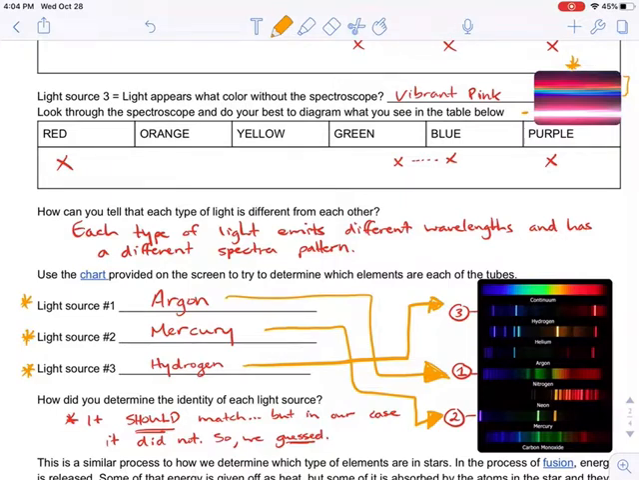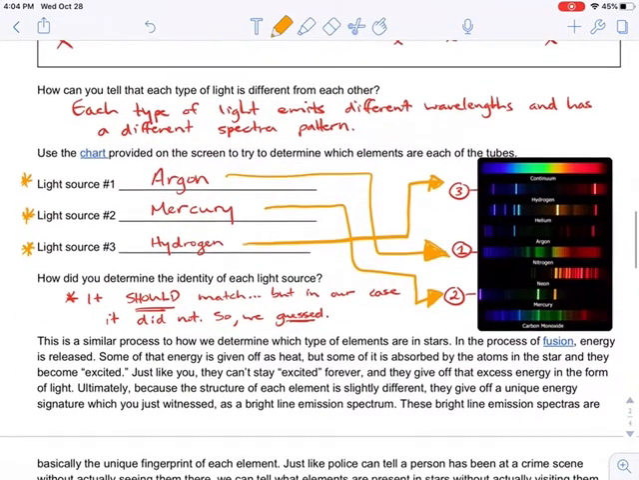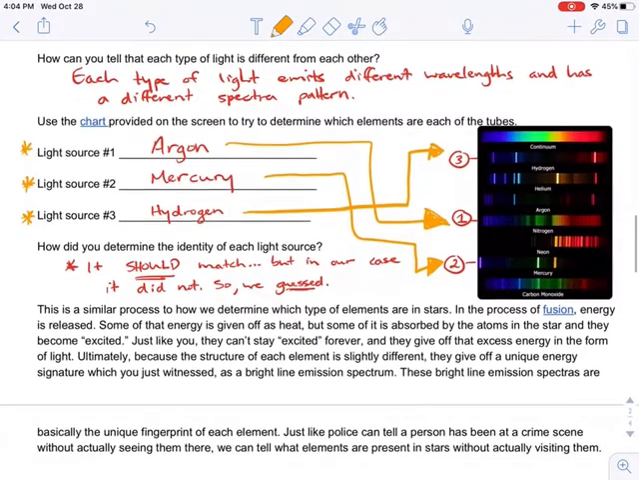Now, this should match exactly if we had a high quality spectroscope that we were using, but in our case, it did not. So for the most part, we had to guess on these. It's okay if you got most of these wrong. It's just kind of for fun anyways. Now, this is a similar process to how we determine which type of elements are in stars. The spectroscopes used for that are much more precise.